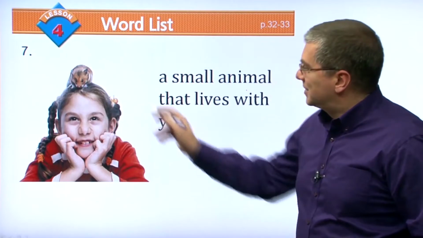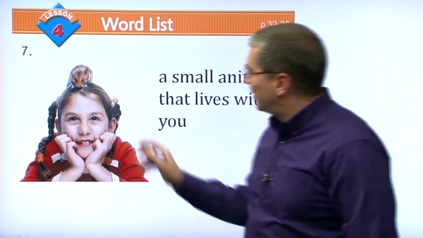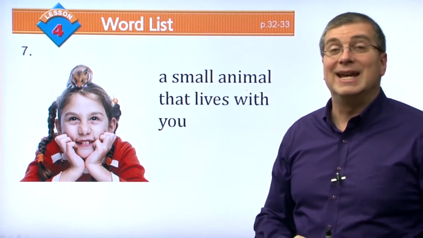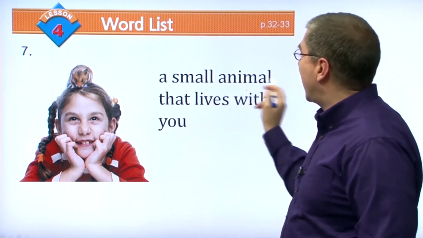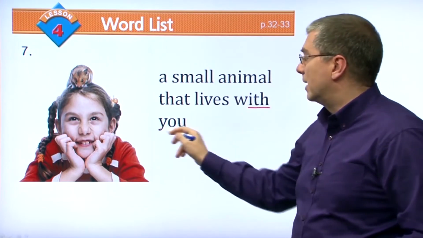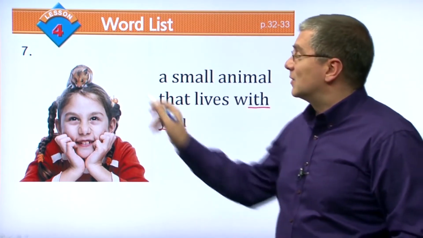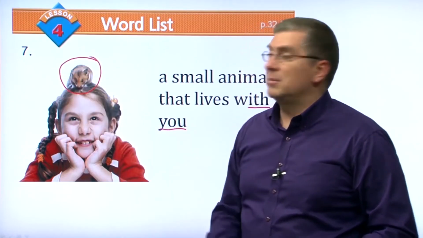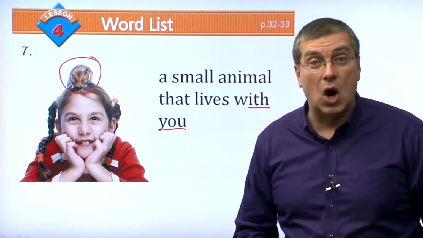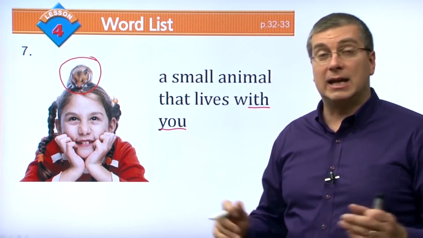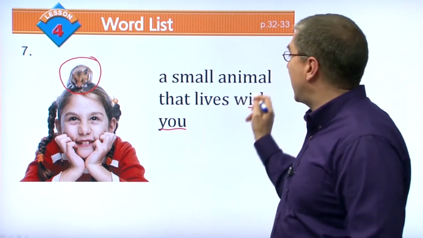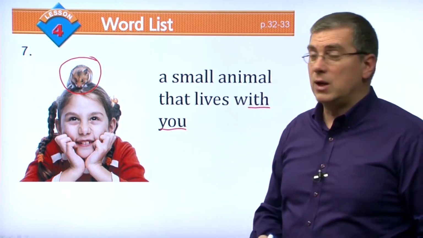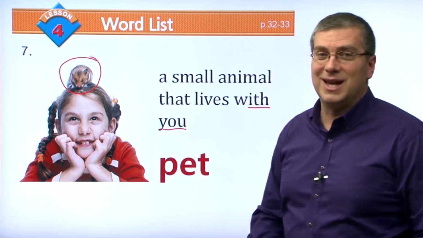Okay, here's another word. This is a very funny picture, right? Very cute. We have a small animal on top of the girl's head. It's her pet, right? A small animal that lives with you. It can be a gerbil, a hamster, a dog, a cat, or a bird. But it's a small animal that lives with you, not in the wild, but in your house. We call that, of course, a pet.